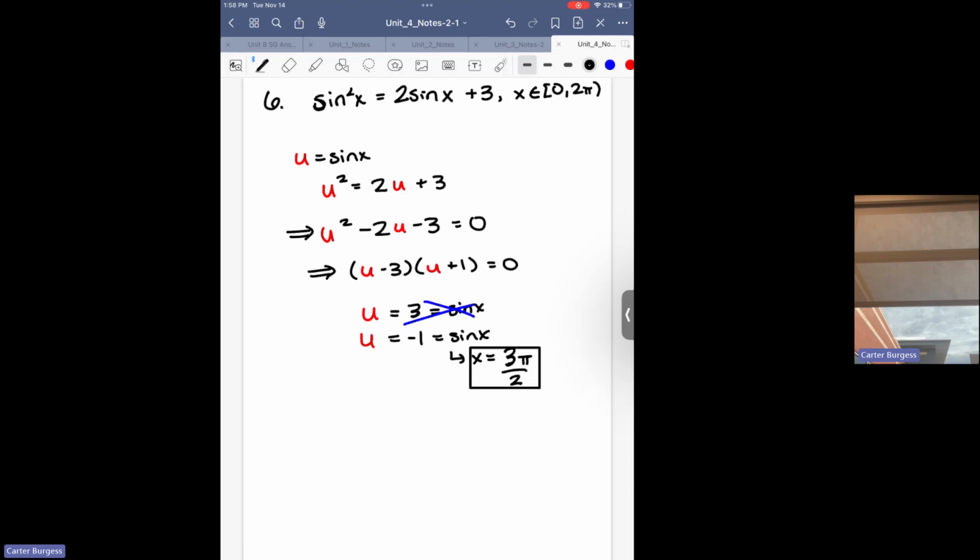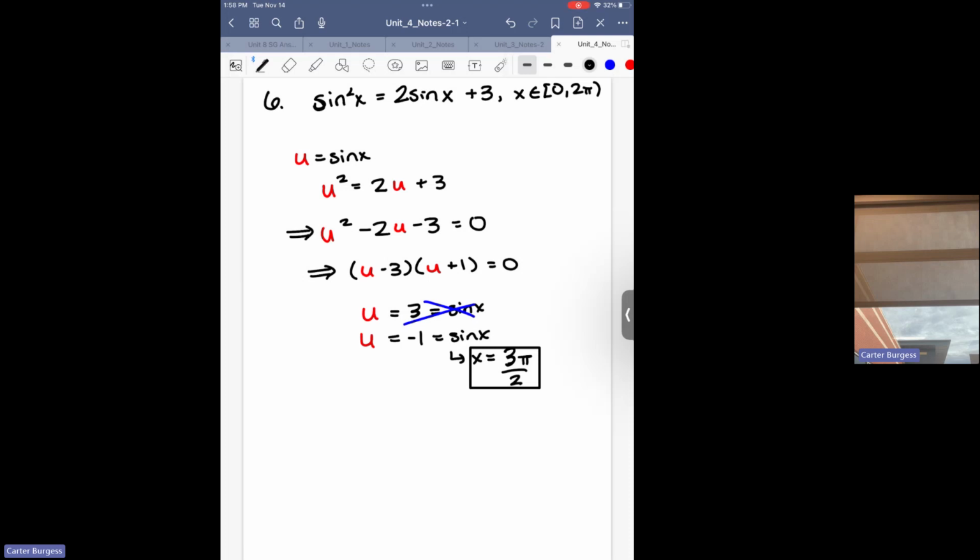If u plus 1 is equal to 0, that's -1, so what is the solution? Yeah, that was it.